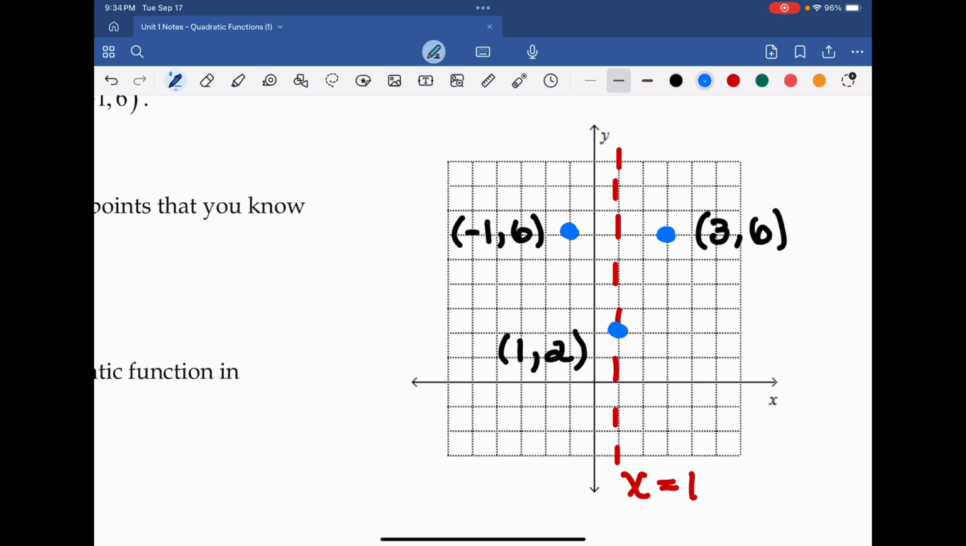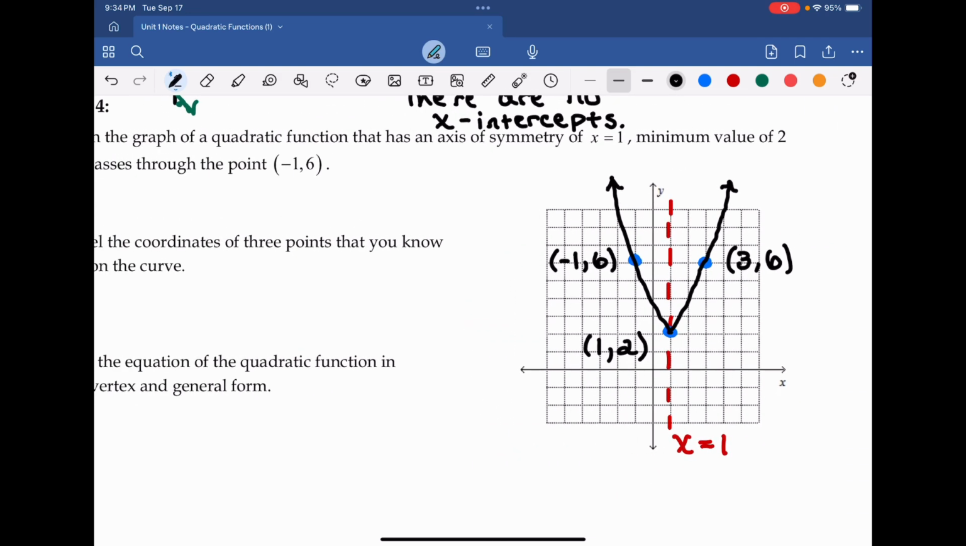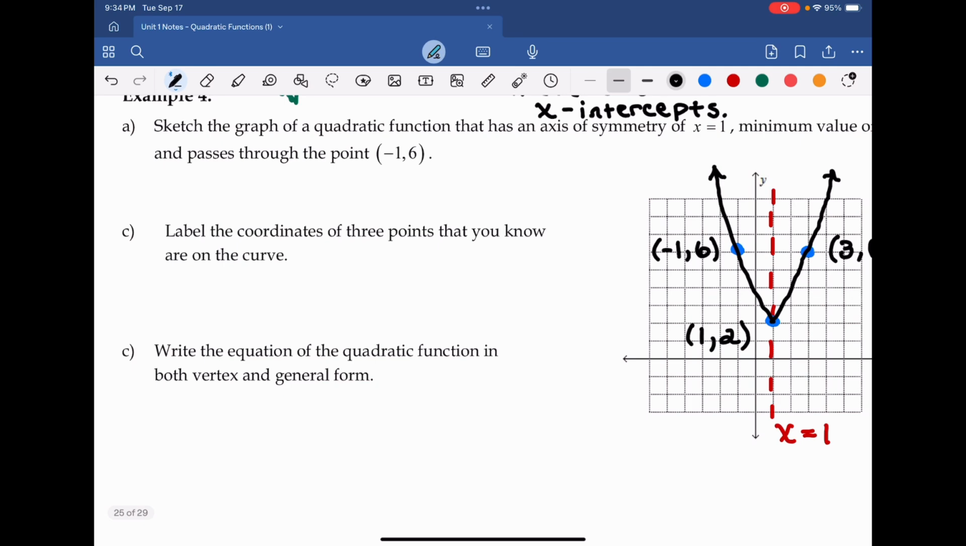Now what I can do is, realistically, I could draw more points, but what I'm going to do is cap it at that, and I'm going to sketch it with the arms going through those points with arrows on the end representing that this goes on to infinity. We're not in the real world situations yet, so we want to say that this will go to infinity. Okay, we've sketched as much as we can based on the information, labeled the coordinates of the points we know.